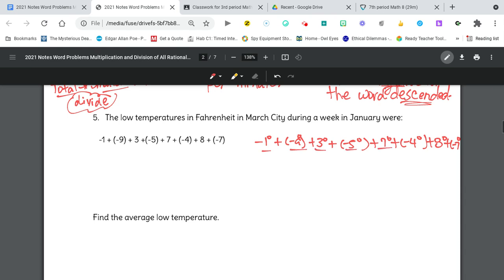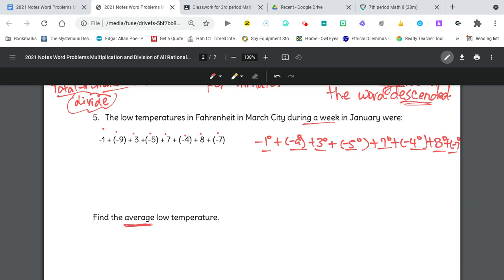1, 2, 3, 4, 5, 6, 7, 8. It should have 7. It says during a week in March. 1, 2, 3, 4, 5, 6, 7, 8. Okay, we're going to say during a week and a day in March. It says find the average low temperature.